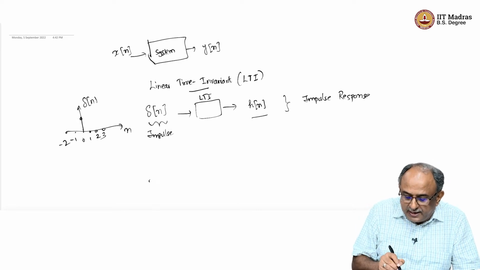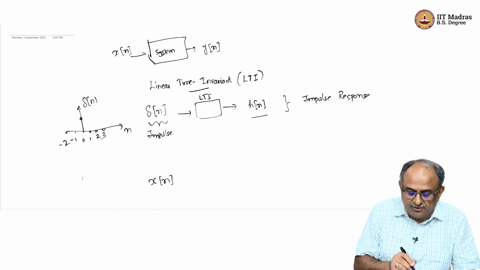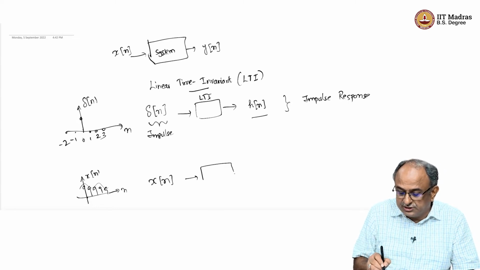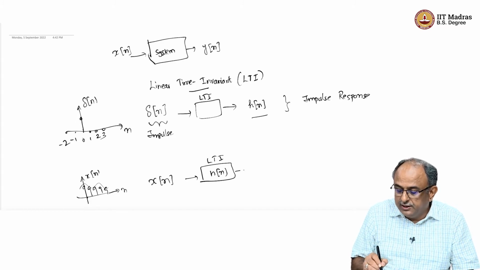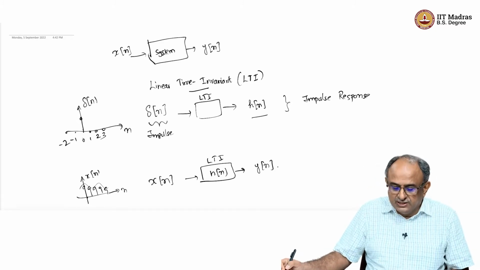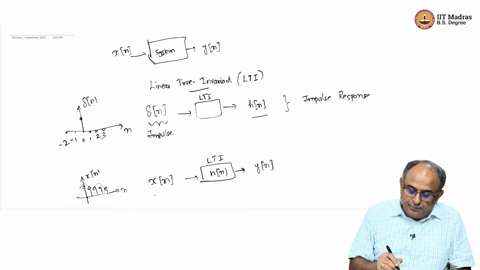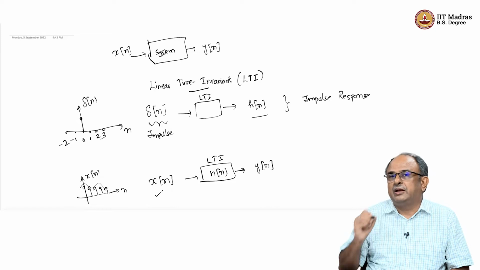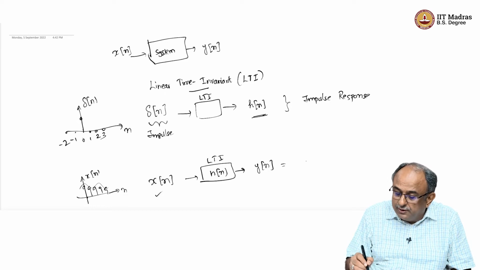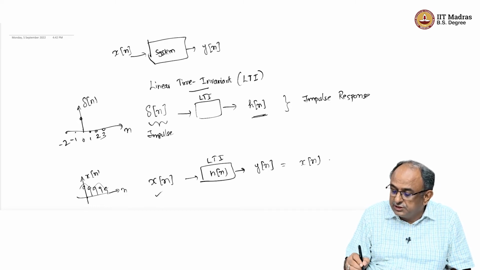Then you give me any arbitrary input, any arbitrary sequence. So I sample the signal, and I get some arbitrary input which I call x of n. If I feed it through the system, and we know that the impulse response of the system is h of n, then I can tell you exactly the output. That is amazing, right? So what am I saying? You give me any arbitrary input x of n, I can tell you exactly what the output y of n is, provided I know h of n. And that is given by something called the convolution sum.